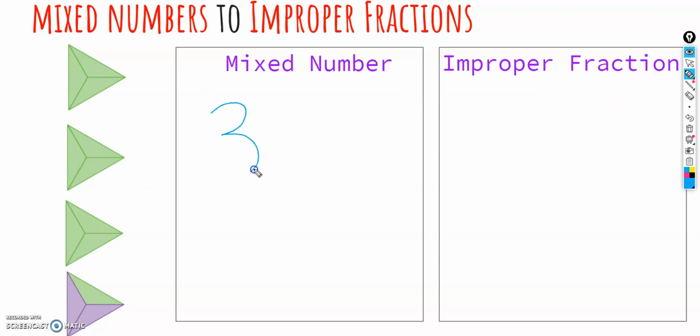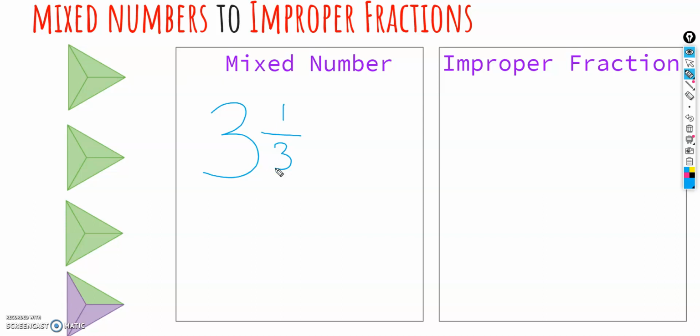There's 3 whole triangles filled in. What fraction of that 4th triangle is filled in? There's 1. And what are they broken into? How many pieces? 3. So there's 3 and 1/3.